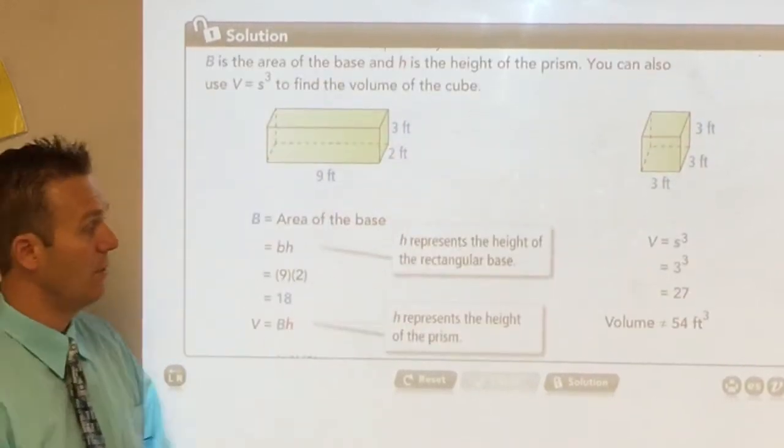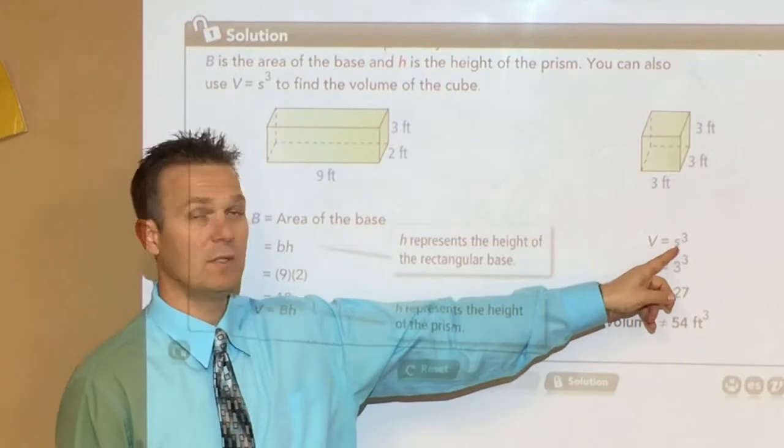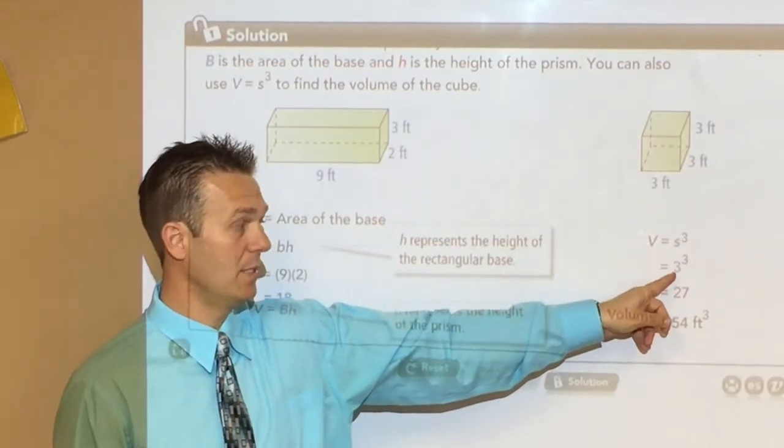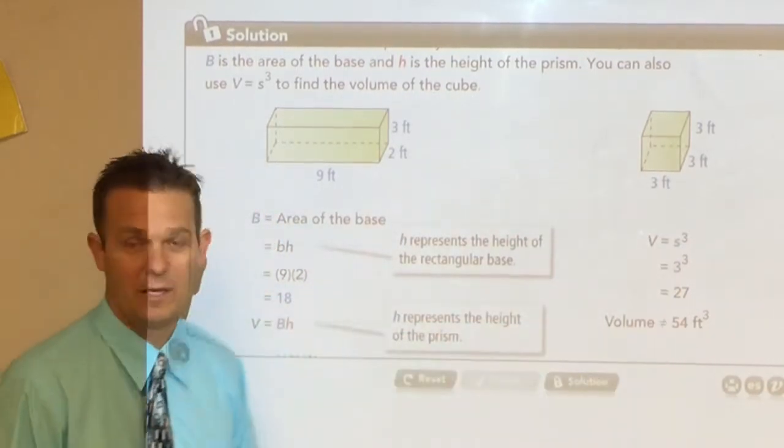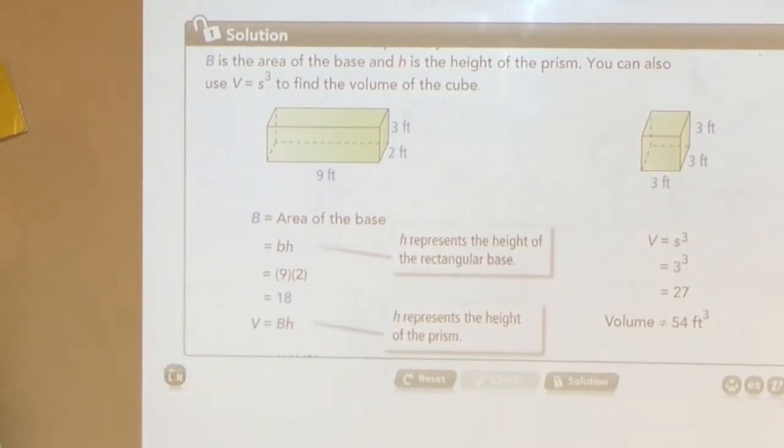Good. The next one, simple. Volume equals the side cubed. So the side is 3 times 3 times 3, which is 27. It does not equal 54. So the cube one does not work.